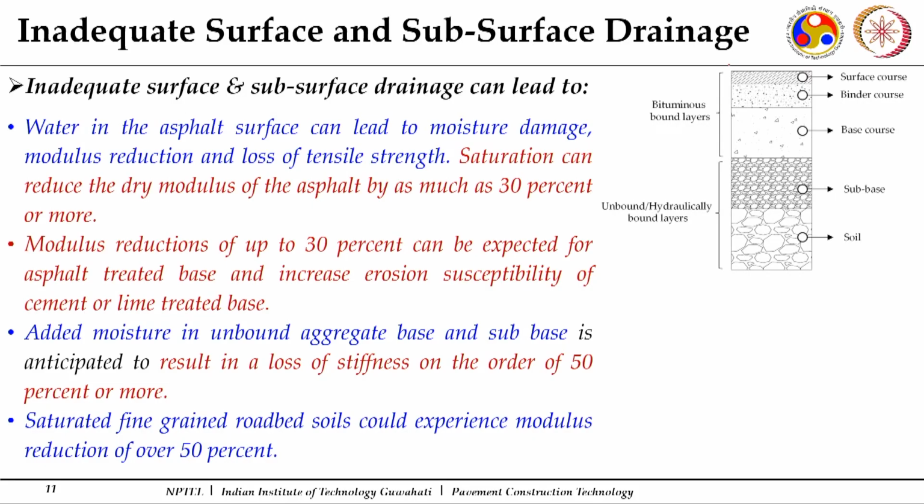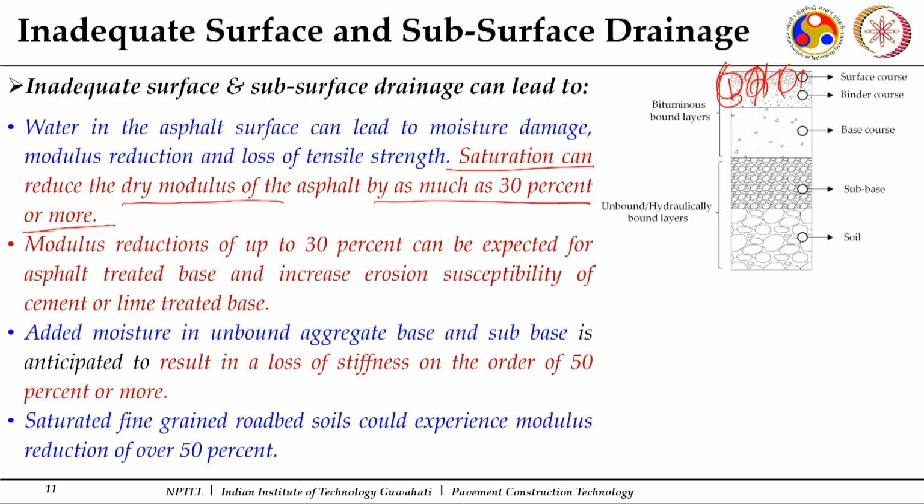Surface water damages your upper layers, cracks damage them, and if saturation is there, it strips the binding agent, especially bitumen, from your aggregates. So, it says water in the asphalt course can lead to moisture damage, modulus reduction, and loss of tensile strength, and the dry modulus of the asphalt layer can be reduced by as much as 30%. That is why it is said that bituminous pavements are susceptible to water, but they are susceptible when they are not done in the proper manner.